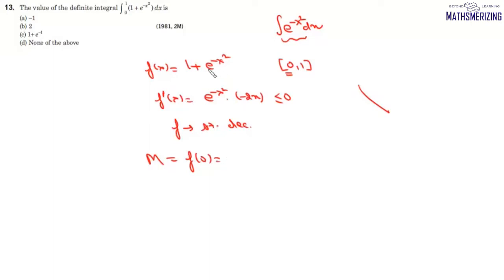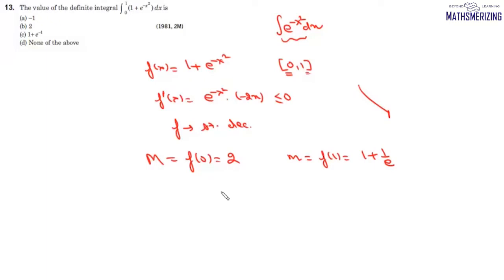Now we'll put x as 0, it will be 1 plus e to the power 0, which is 1. So maximum value of this function is 2. And the minimum value of this function will be at the point which is at the end of this interval. So minimum value will be at f(1), which is 1 plus 1 upon e.